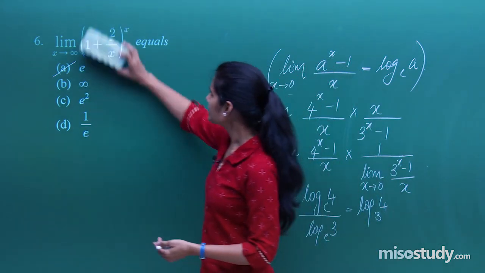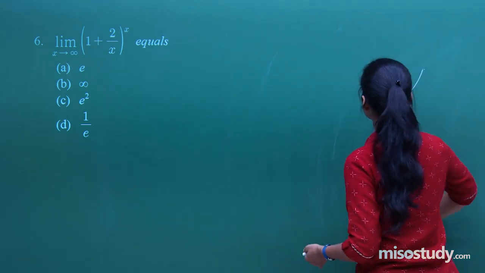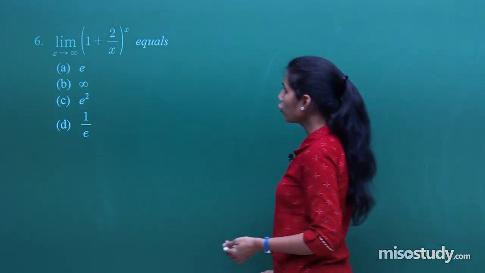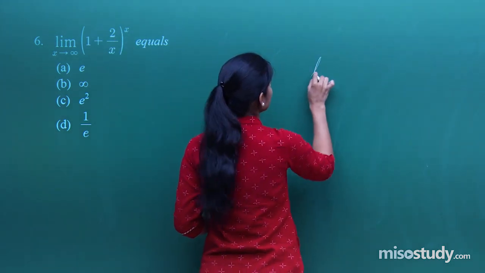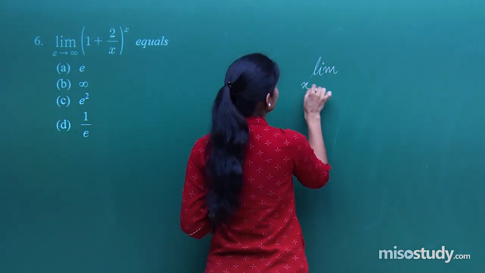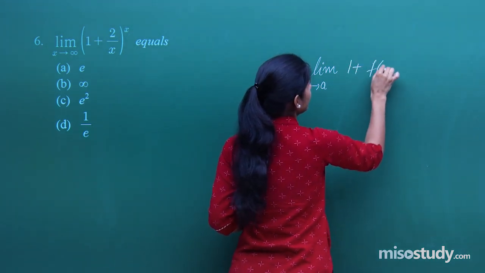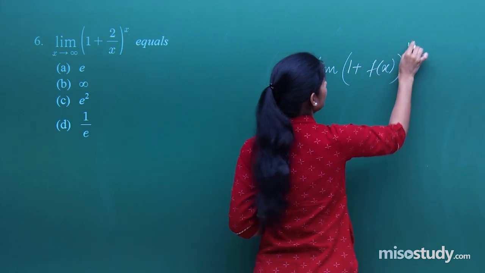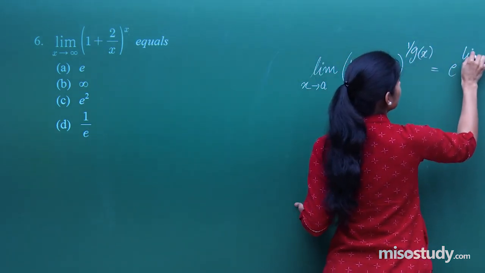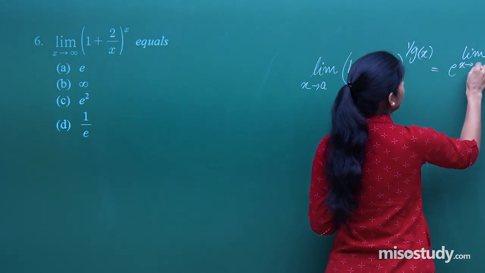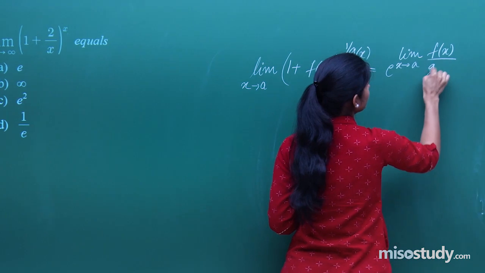Then you have limit x tends to infinity, 1 plus 2 by x whole to the power x equals what? Let's see. Now over here the moment x is in power, I am able to recall one result which says limit x tends to a, 1 plus fx whole to the power 1 by gx is equal to e to the power limit x tends to a fx by gx.